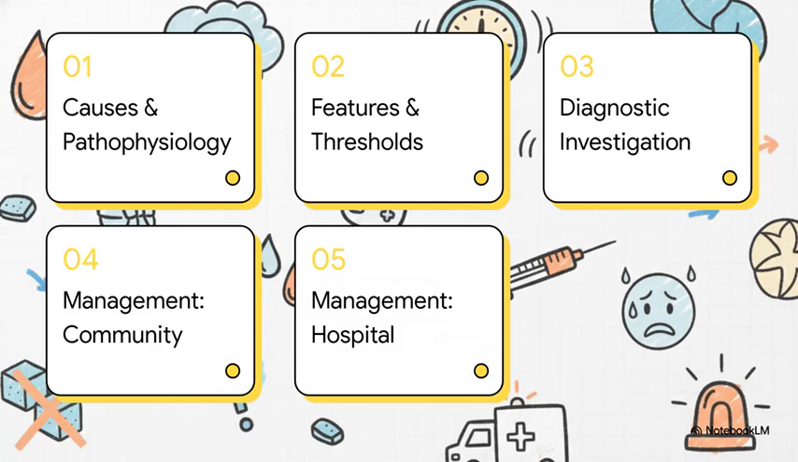So, here's how we've laid everything out. We've got 5 key sections. We'll kick things off with the underlying causes and the pathophysiology. Then we'll jump into recognizing the clinical features and those all-important glucose thresholds. After that, we'll get into the diagnostic workup, and finally, we'll wrap up by detailing management protocols for both out in the community and in the hospital.